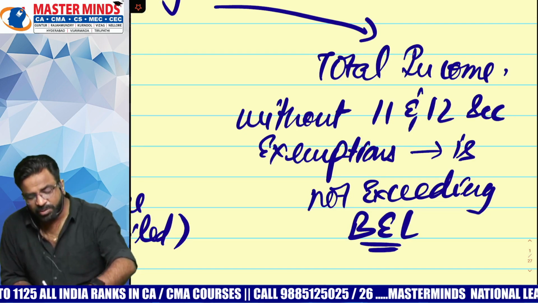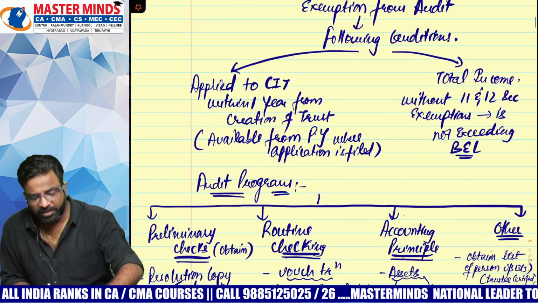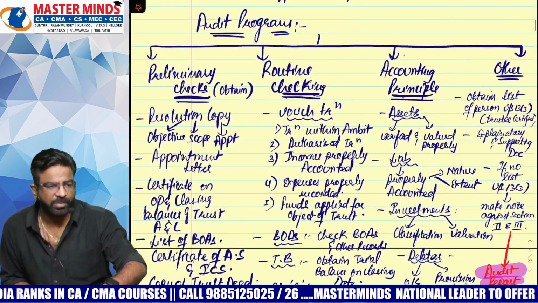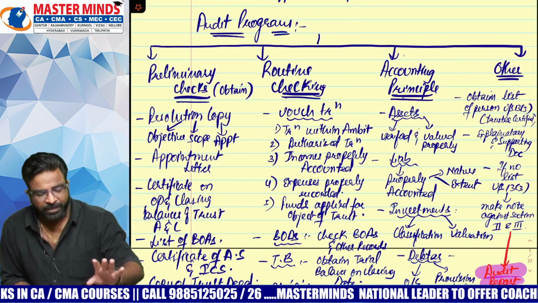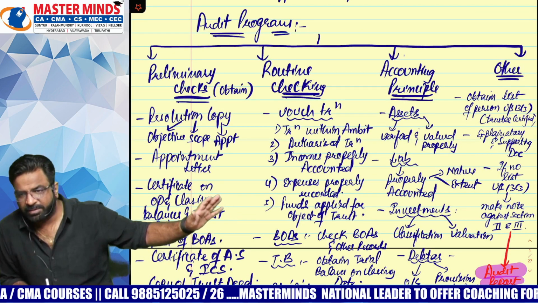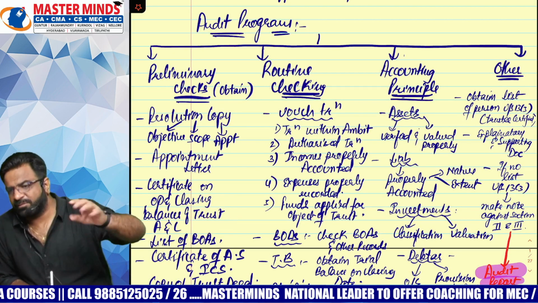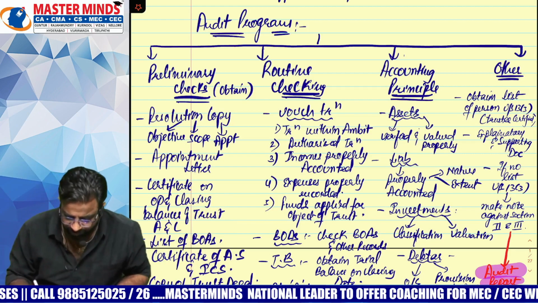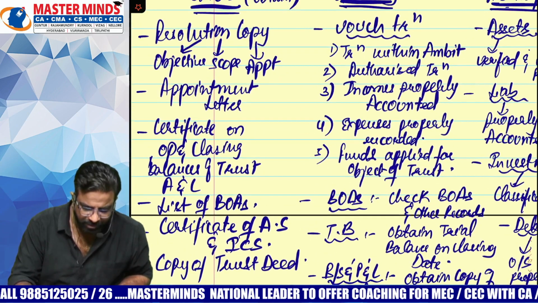But in case you are doing the audit of the public trust, then what is your audit program? What do you mean by audit program? What is the checklist you have to see? इसको अपन 4 parts में divide करते हैं कि when we are doing the audit of the public trust, these are the 4 things we have to do. What is thing number 1? Preliminary checks. What do you mean by preliminary checks?